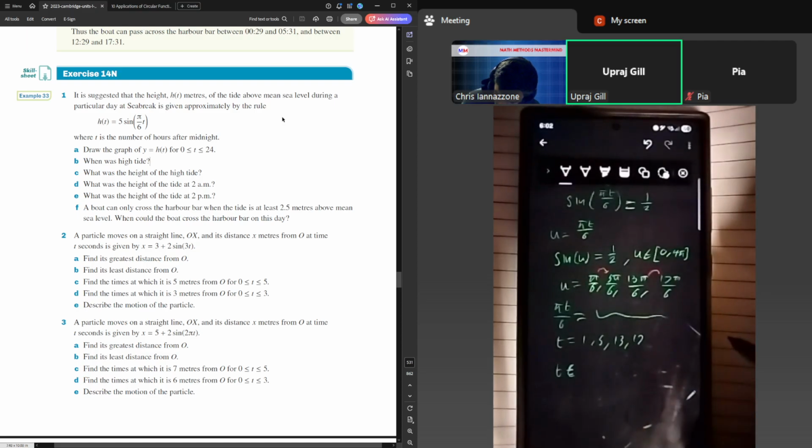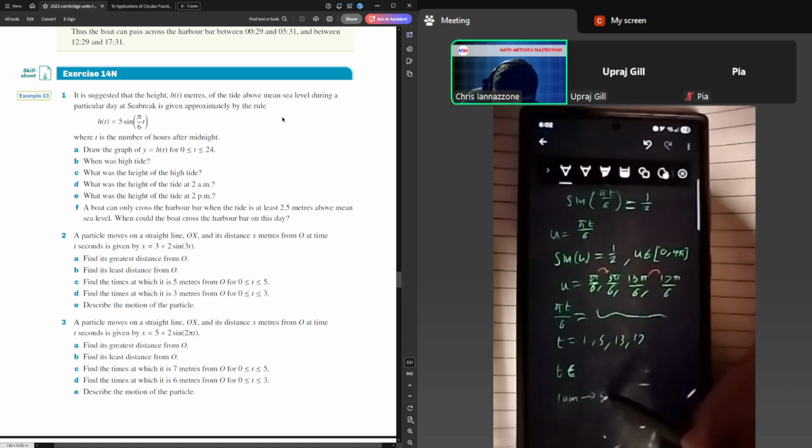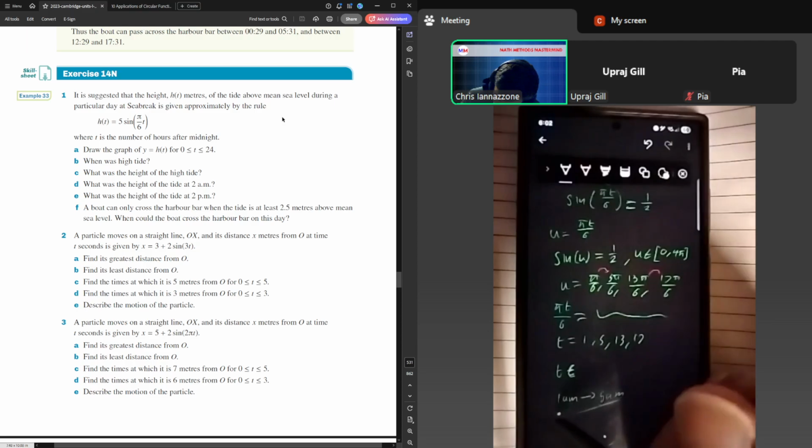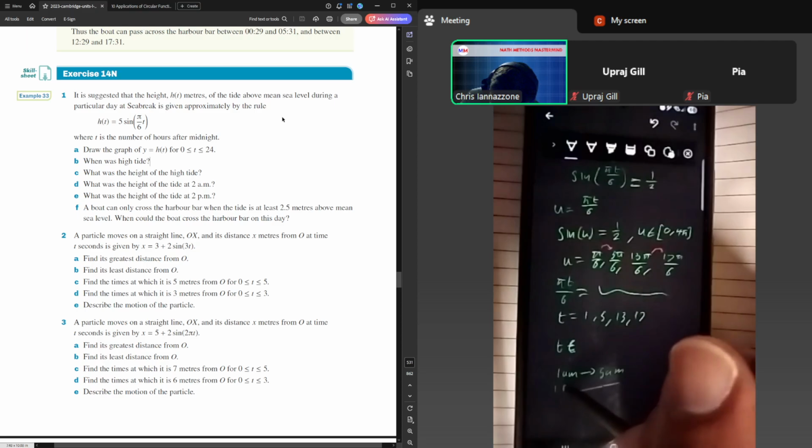The boat can cross the harbor from 1 a.m. to 5 a.m. and 1 p.m. to 5 p.m. That's it. 1 a.m., 5 a.m., and then 1 p.m., 5 p.m.